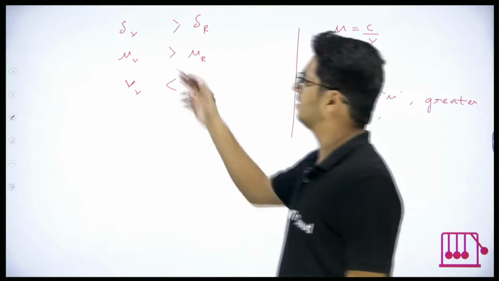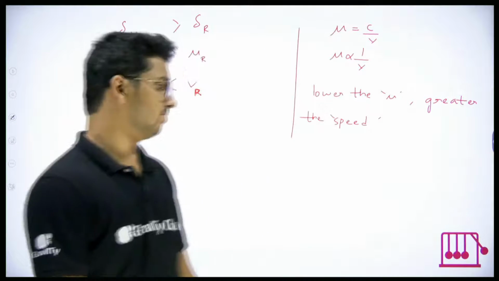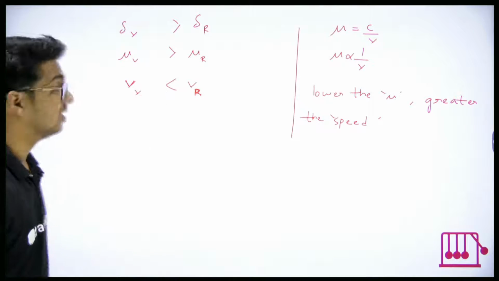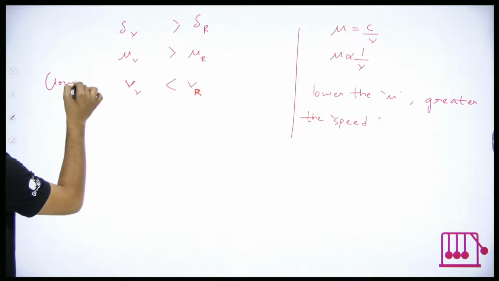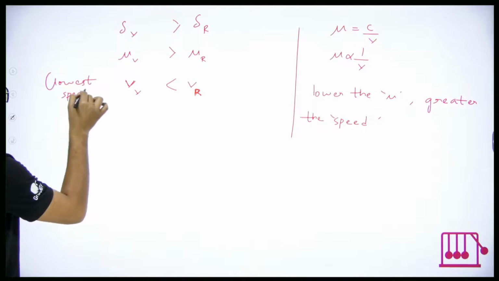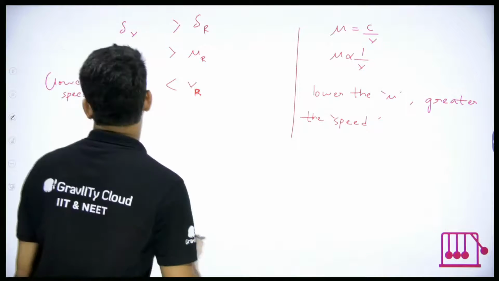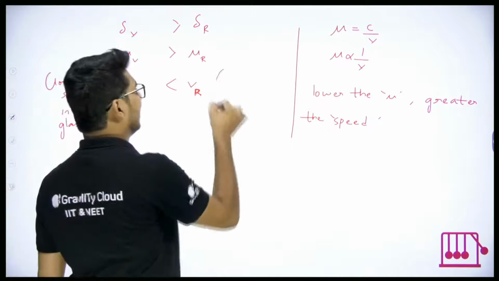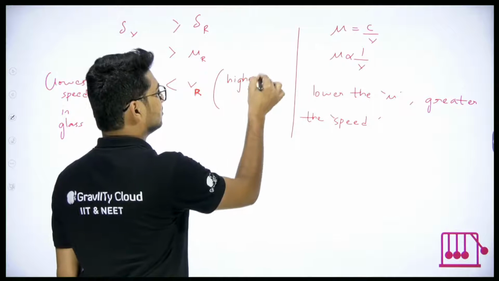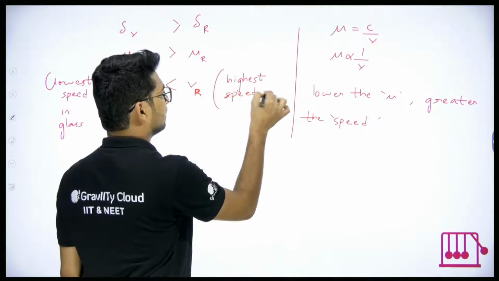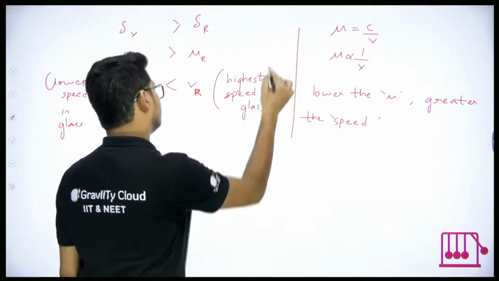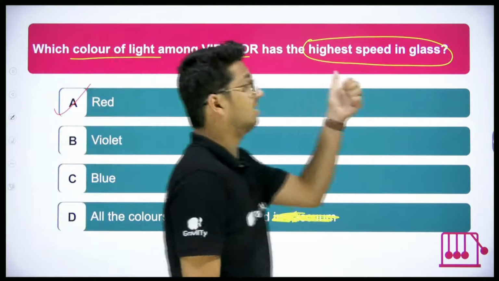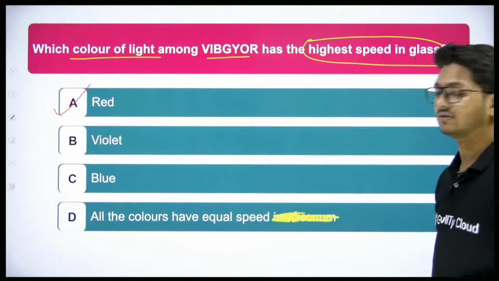So you have deviation, refractive index and speed, and the relation between them. Here which has the lowest speed? Violet. Highest speed? Red. Again, obviously, we are discussing among the VIBGYOR. Lowest speed in glass is violet, I have to be specific, and red is the highest speed in glass. Got it? Good. And hence the answer is red. Red has the highest speed in glass.